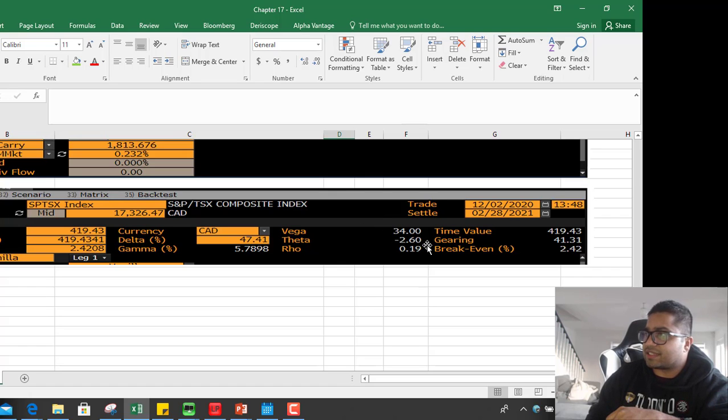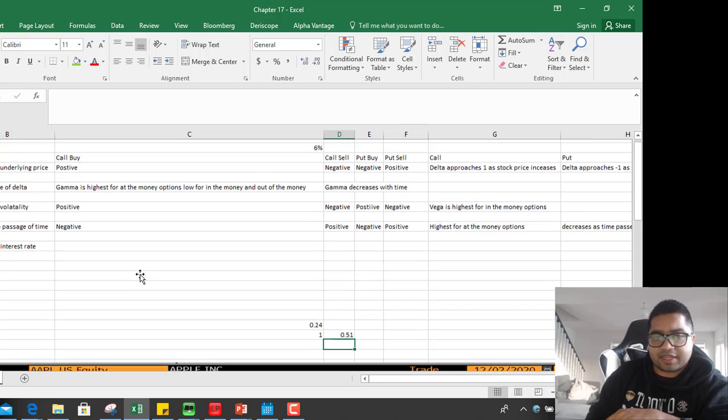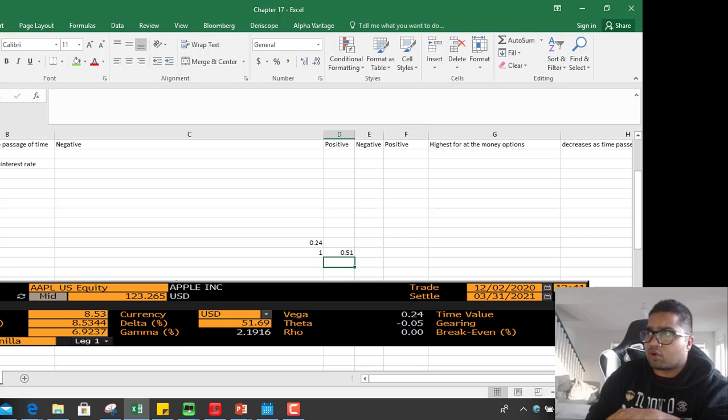Theta is $2.60. So each day from this 419 as an option buyer, you are going to lose $2. If you are an option seller, you are going to make $2. Rho is 0.19. So every 1% move in interest rates, this will move by 0.19 times 1%. Okay, so this is how you relate option Greeks to option prices. So let's do one more. One more example where we discuss put options.